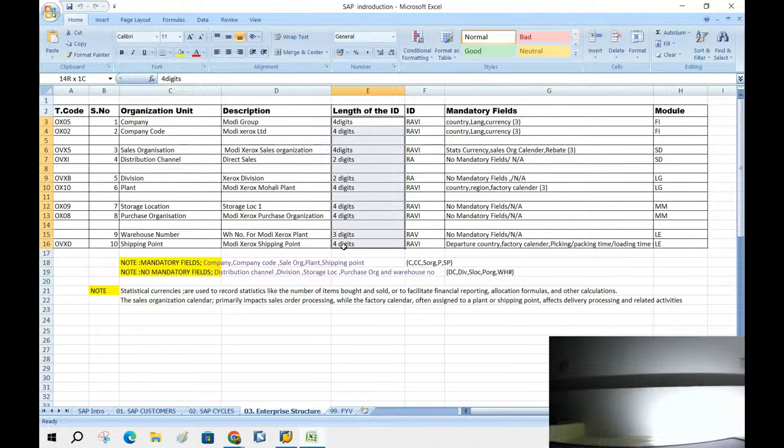If you closely observe, you got 2 digit ID, 3 digit ID, and 4 digit ID. The 2 digit ID are for your distribution channel and division. The 3 digit ID is for warehouse number, and the rest of them are 4 digit ID.